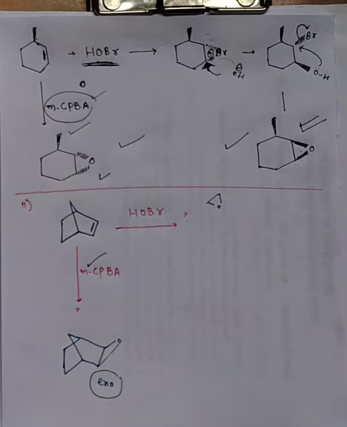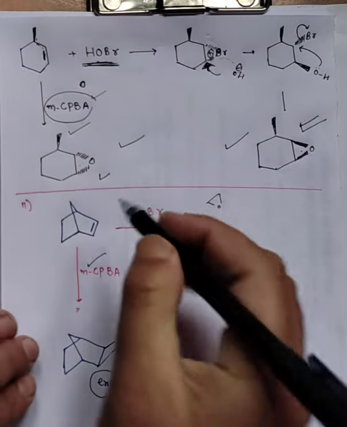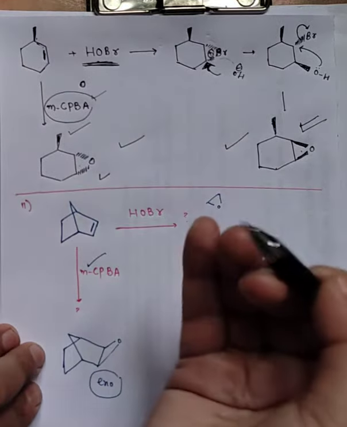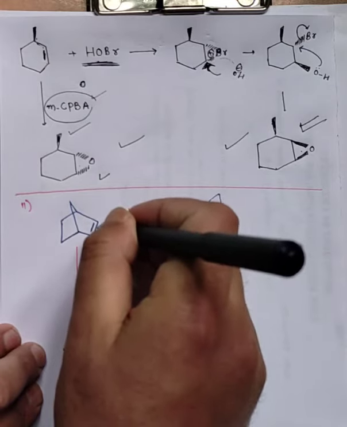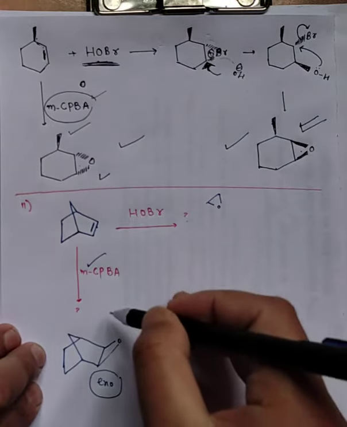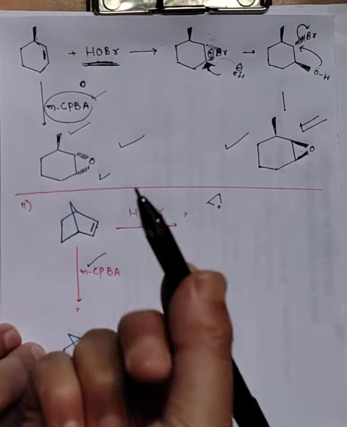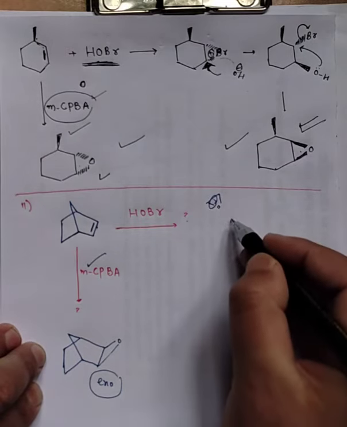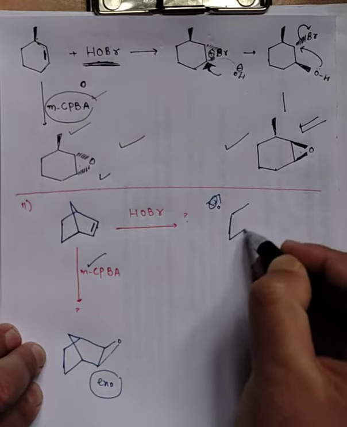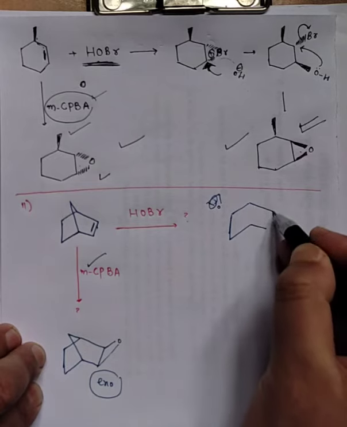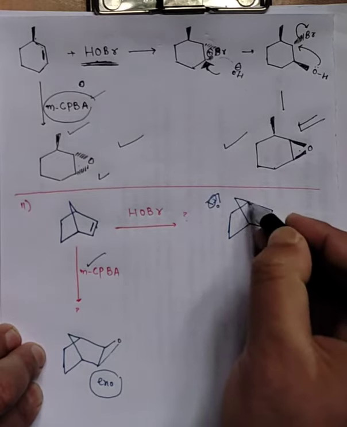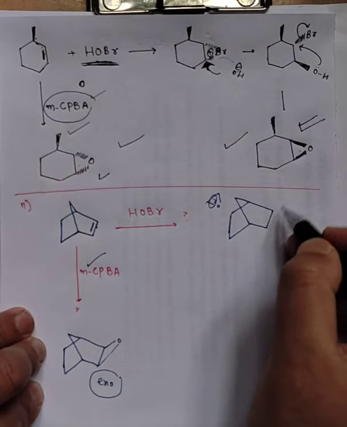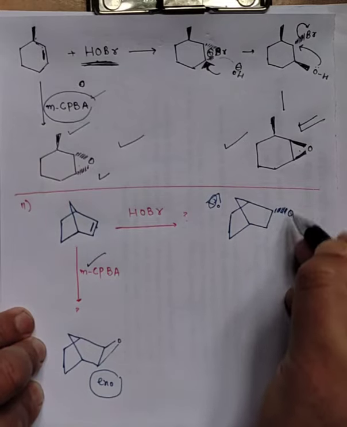Now what about HOBr? HOBr mein hame yaad rakhna hai, first the intermediate is bromonium ion. Now that bromonium ion will be formed according to the stereochemistry, that is, according to steric repulsions. So bromonium ion has two options, whether it is formed above the plane or below the plane. If it is above the plane, then it will be exo, like this. Exo is stable. If it is below the plane, that will be endo. Endo is less stable. So the bromonium ion will be formed exo. So the step number 1, we'll make it like this. This is your norbornene.